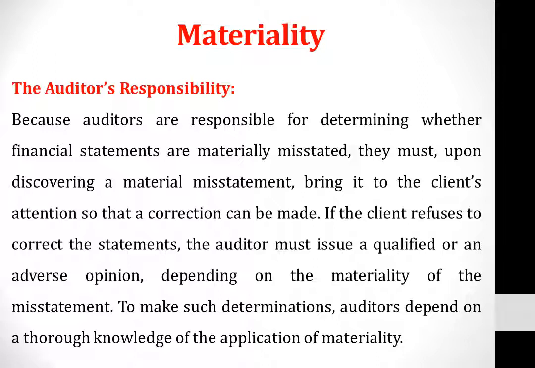If he finds out that financial statements are materially misstated, he has two options. First, number one, he gives the client attention, so the client must correct the misstatement. If the client refuses to correct this misstatement, the auditor must issue a qualified or an adverse opinion. Okay, طبعاً type of opinion, qualified or adverse, depending on the materiality of the material misstatement. So he has to tell the client that the financial statements are materially misstated, so the client has to correct this misstatement, and after correction the auditor can issue an unqualified opinion. If the client refuses to correct the misstatement, then the auditor has to give a qualified or an adverse opinion.